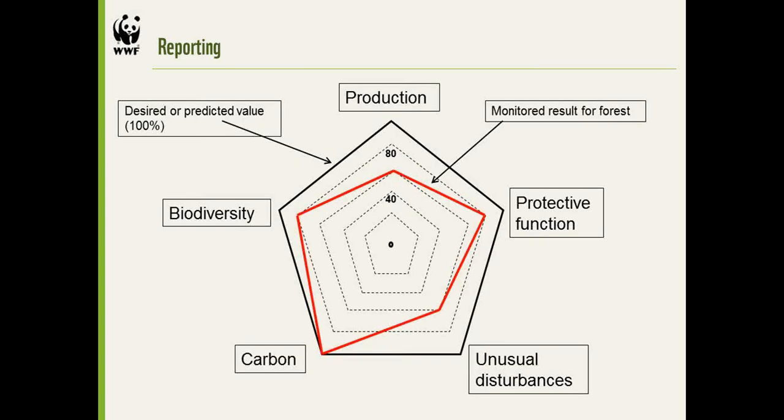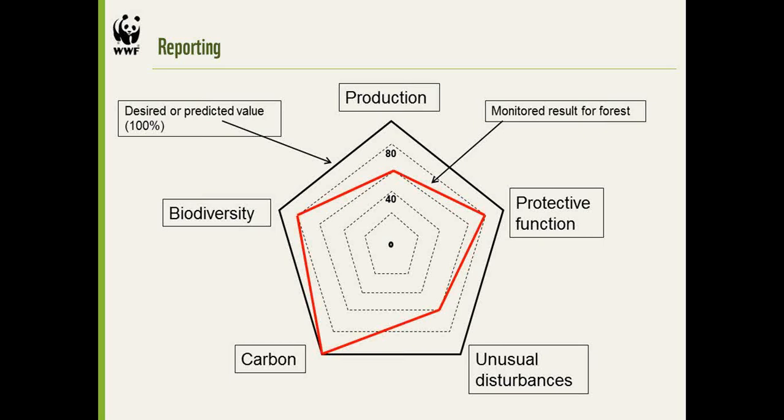And so the way we report this is by using this kind of a spider diagram. And so this gives the forest manager, or whoever is deciding whether the forest is degraded or not, a way of immediately suggesting what kind of degradation the forest is undergoing and whether or not some forms of degradation are more prevalent than others.